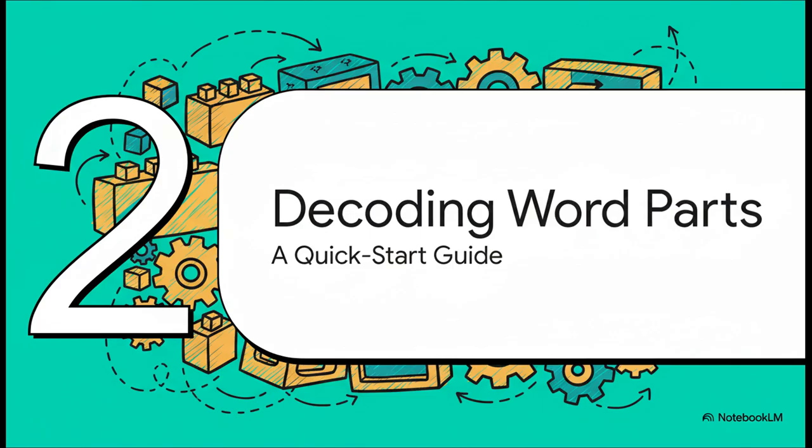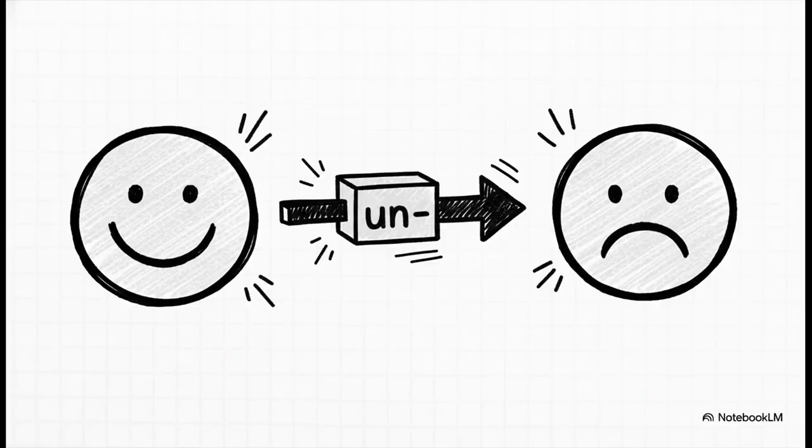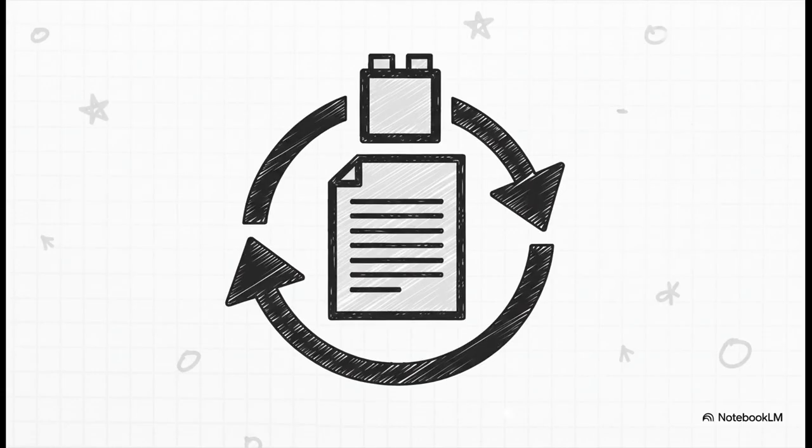Think of this next part as your personal code book for cracking the English language. Let's just run through some of the heavy hitters, rapid-fire style. First up, at the start of a word, you've got un. Super simple. It just means not. It's like a little on-off switch for meaning. Then there's re, which you see everywhere.